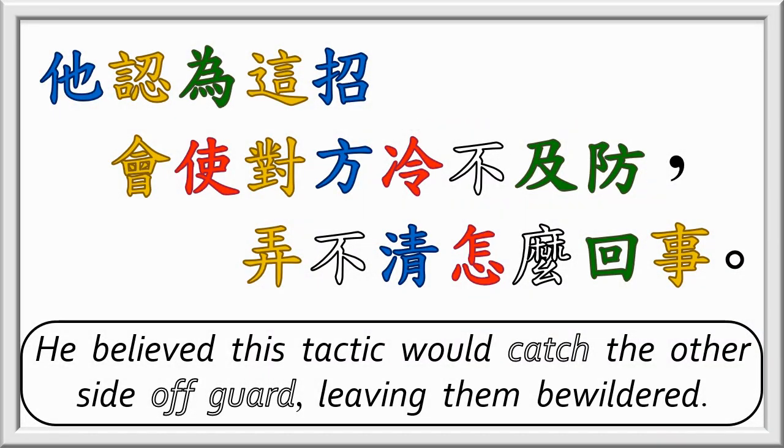他认为这招会使对方冷不及防，弄不清怎么回事。He believed this tactic would catch the other side off guard, leaving them bewildered. The addition of 急 adds the idea of 来不及, meaning there's not enough time to respond.